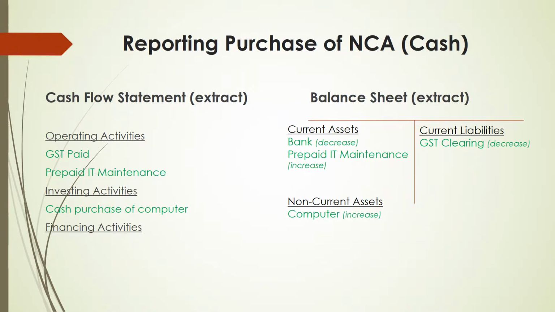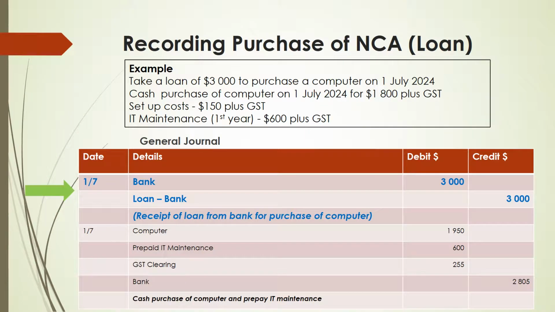In reporting the purchases of non-current assets, the two reports that are affected are the cash flow statement and balance sheet. Here we just need to make sure that we are classifying the items appropriately. Note that we can also take up a loan to purchase a non-current asset. In this example here, we've taken a loan of $3,000 to purchase a computer on the 1st of July. So before we take up the purchase of the computer, we simply need to take up the receipt of loan from the bank for the amount of $3,000.